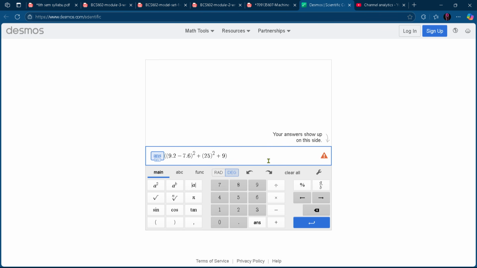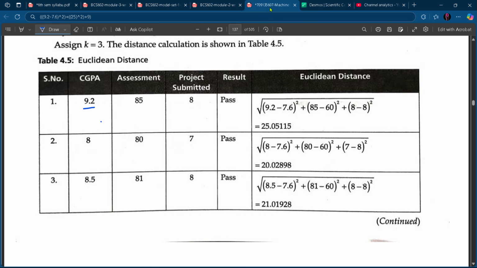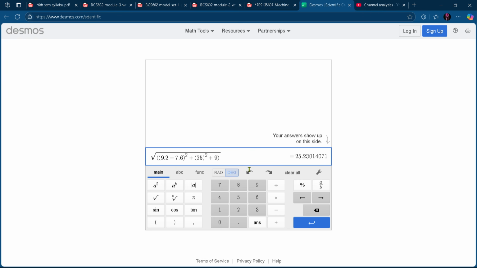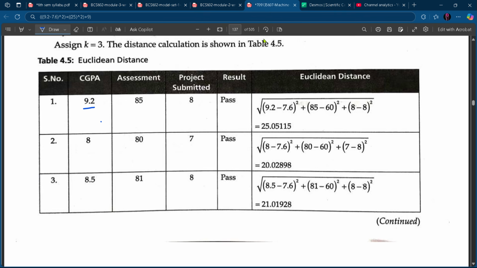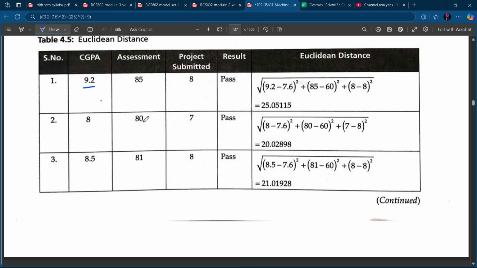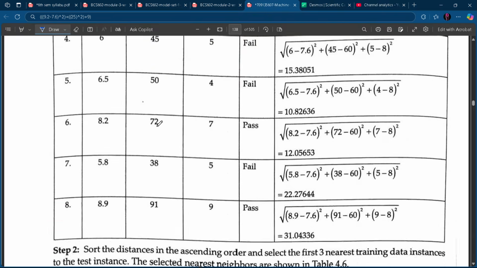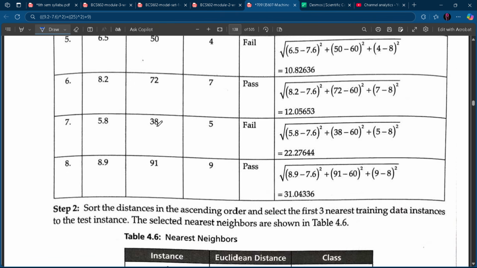Can I do control Z? See, I trust my answer. Oh, this is 0, right? There shouldn't be 9 over here. My bad. So, yeah, 25.05. Sorry, it happens. See, like that, just calculate all the values again. Make sure you don't make any mistakes. You have to do it properly.